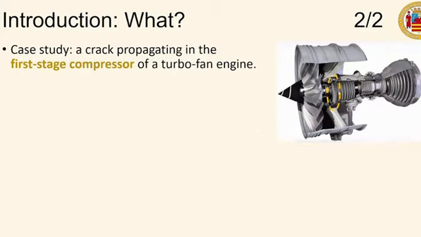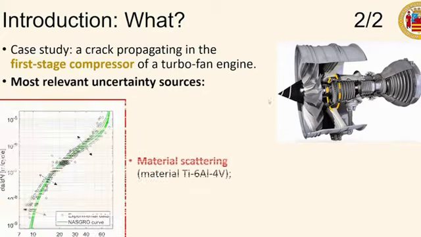With that in mind, we aimed at investigating this phenomenon of fatigue crack growth with reference to the first stage compressor of a turbofan engine that is shown here. And we considered three primary contributors of uncertainty that are affecting the life prediction accuracy of this component. That is the material scattering, namely the material exhibits a certain variability in its resistance against crack growth. And this has to be considered in some way.